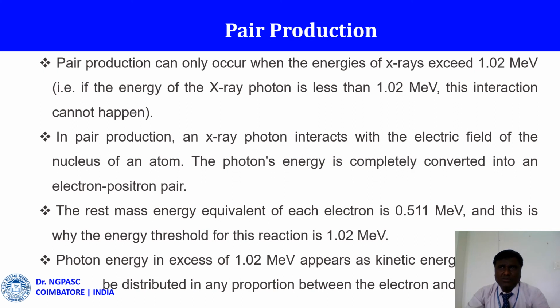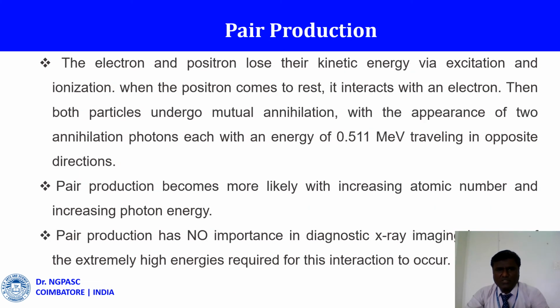When the photon interacts with the electric field of the nucleus, its energy is fully converted into a positron and an electron. The positron and the electron each have an energy of 0.511 MeV. Suppose the photon energy is more than 1.02 MeV, that extra energy will be converted into kinetic energy of the positron and electron. These electron and positron are highly reactive particles.